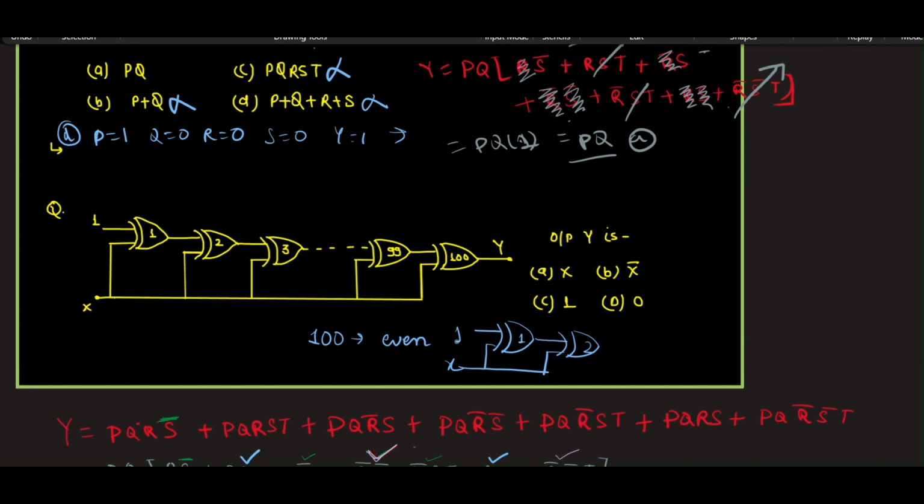See, x XOR x bar will become 1, and x XOR x will become 0, and for an even number of gates, if it was an odd number of gates, your output would be x bar. For an even number of cases, your output will be 1. So 100 is an even number, so your output will be 1. Okay, this is what you will be getting.